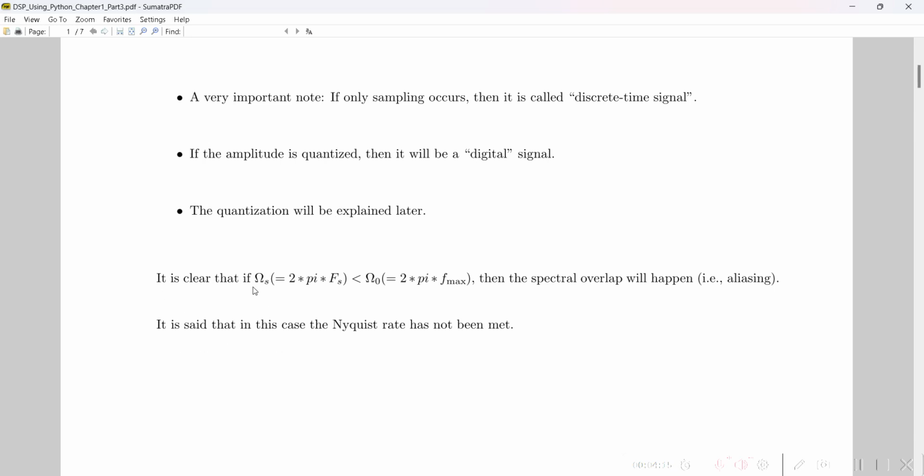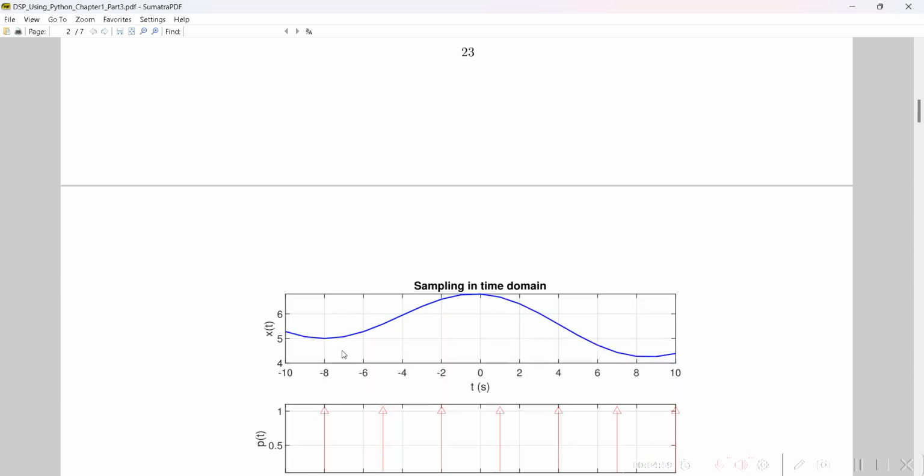It is clear that if omega s is less than omega 0, then spectral overlap will happen, and it's called aliasing, spectral overlap. It is said that in this case, the Nyquist rate has not been met. We'll show later how spectral overlap and aliasing happen by a very clear illustration.